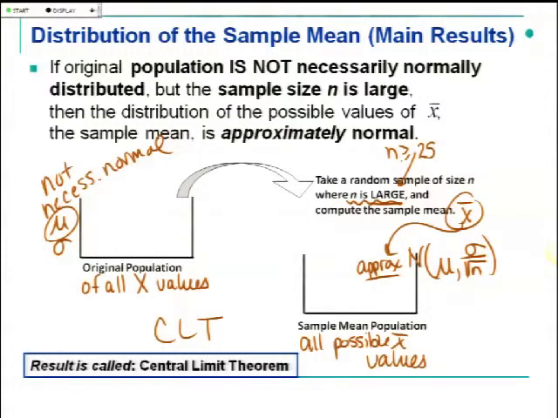It really isn't a strict cut where 24 is not enough and 26 is. Actually it's a continuum of values, and it depends on how non-normal the original population is for how large you really need. But there's our result. We're going to use it.